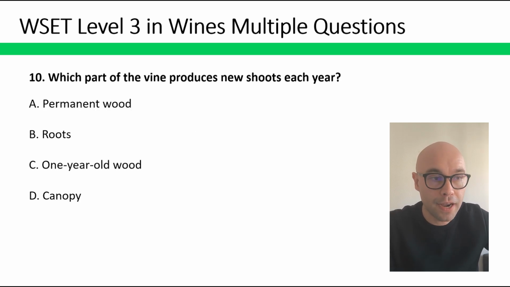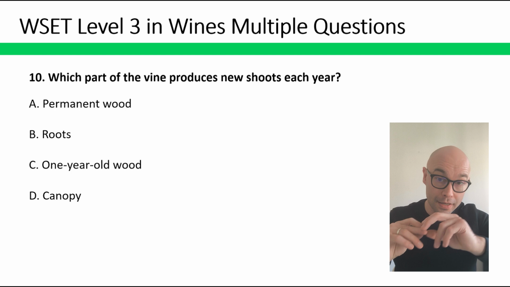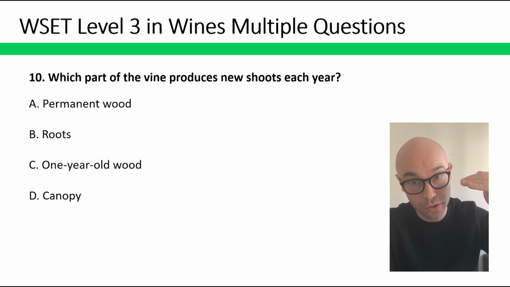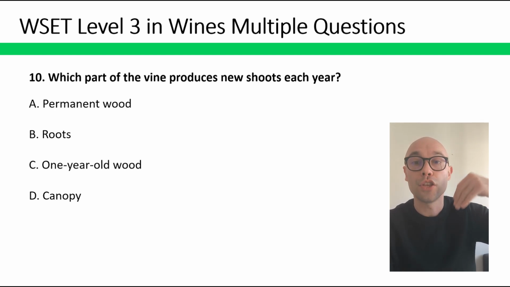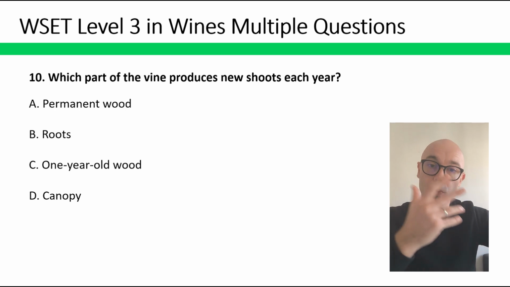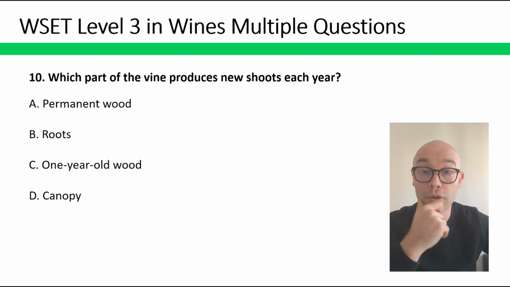Which part of the vine produces new shoots every year? Permanent wood, roots, 1-year-old wood, canopy. The correct answer is C, 1-year-old wood. So 1-year-old wood is the brown part of the vine plant, and on it the new green shoots in the growing season come up that will be growing, carrying the fruit.